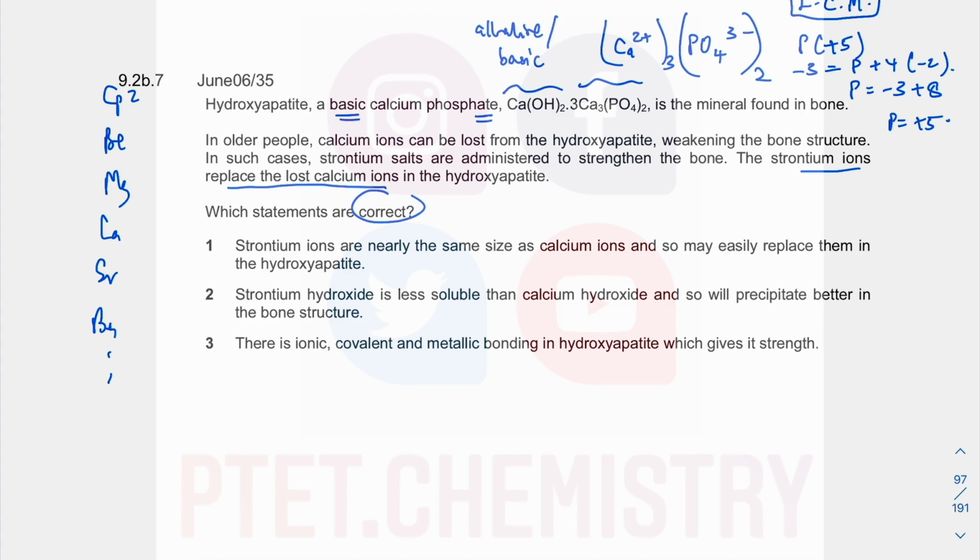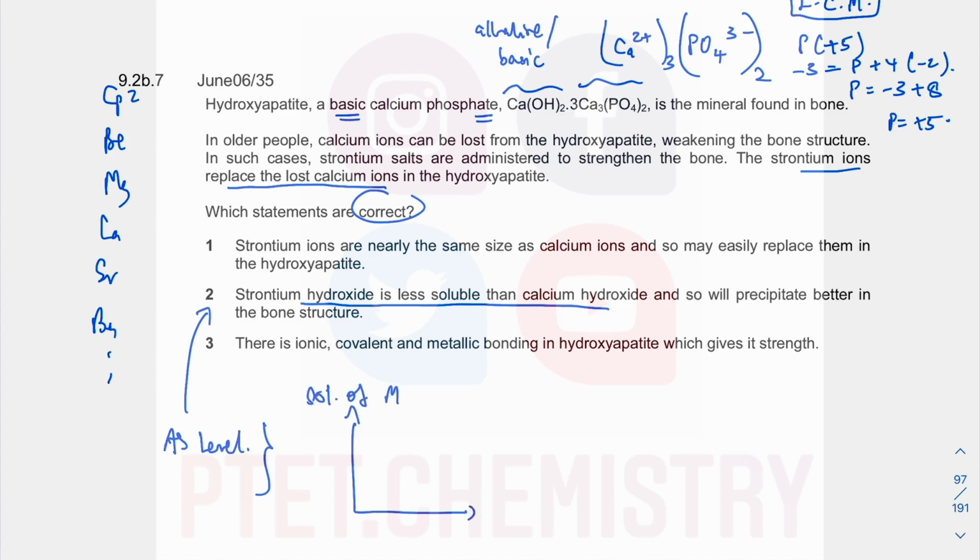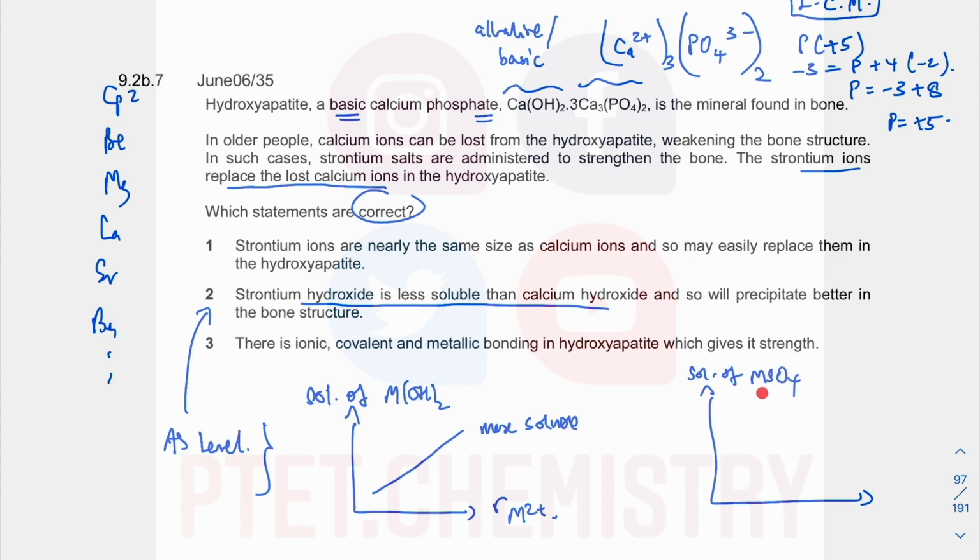Option 2 says strontium hydroxide is less soluble than calcium hydroxide. So in AS level, in your group 2 specification, you are asked that you should state the solubility of the group 2 hydroxides down group 2. Down group 2, the hydroxides become more soluble. You are also asked to state about the solubility of the group 2 sulfates, which is M2+ SO4 2-, M2+ 2OH-. That's why the stoichiometry is 1:2. Stoichiometry here is 1:1.